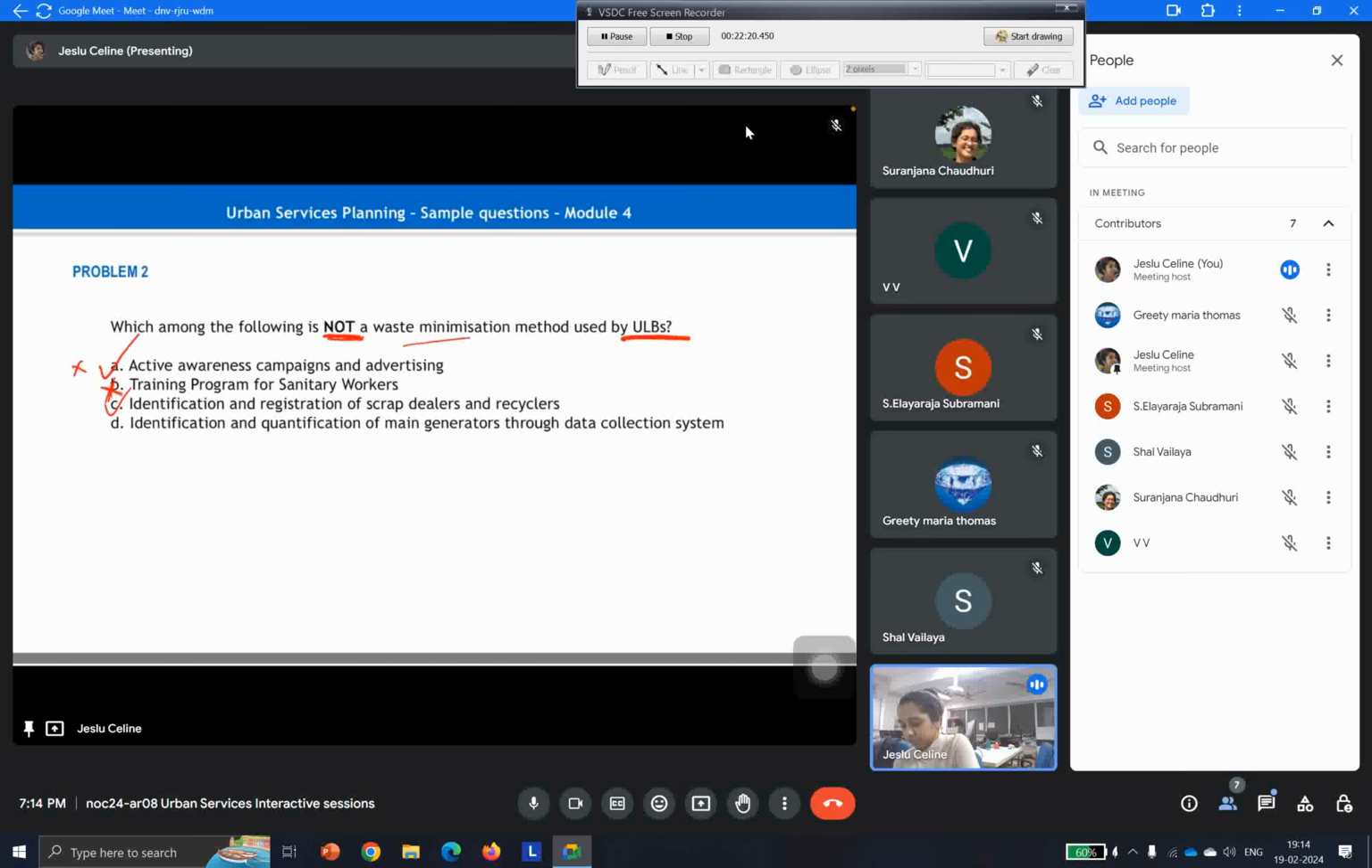Because again, this is a training program for sanitary workers. They do not take the waste and throw it anywhere. They can segregate it and make it better. By giving them a training program, the system becomes more efficient. So yes, B is the wrong answer, whereas C is the right answer.